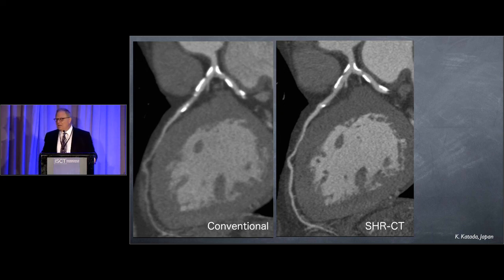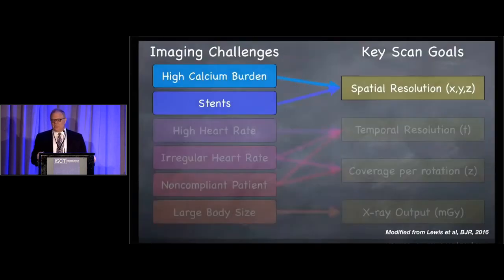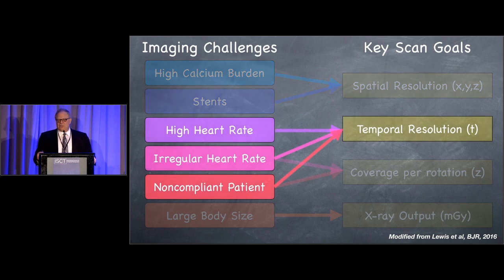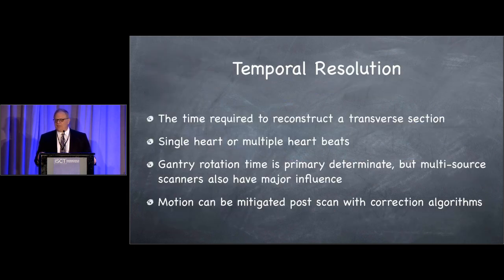So in the setting of high calcium burden and stents, a high resolution system surely would be nice, and we would choose that. Let's move on to the next one, and that is where temporal resolution makes a big difference. These are people who have high heart rates, and we never accept a high heart rate without doing our best pharmacologically to reduce it. And we'll have a talk about the use of beta blockers to do that. Very, very important. Irregular heart rates, patients with atrial fibrillation can be a challenge. Non-compliant patients as well. If they're moving a little bit, the higher the temporal resolution, the better chance we have of freezing that motion.